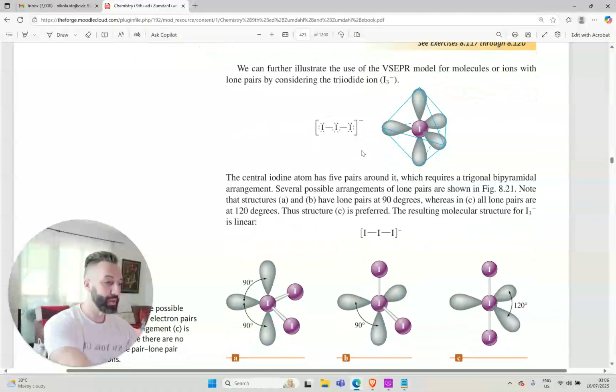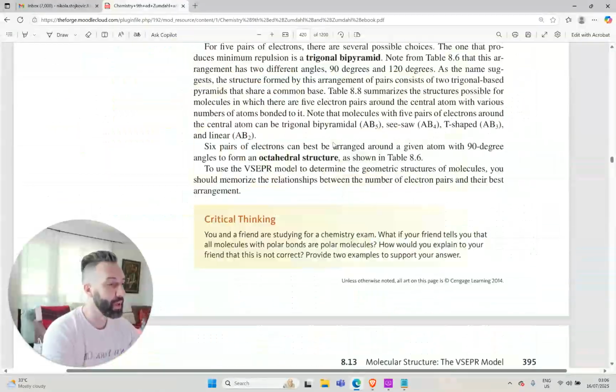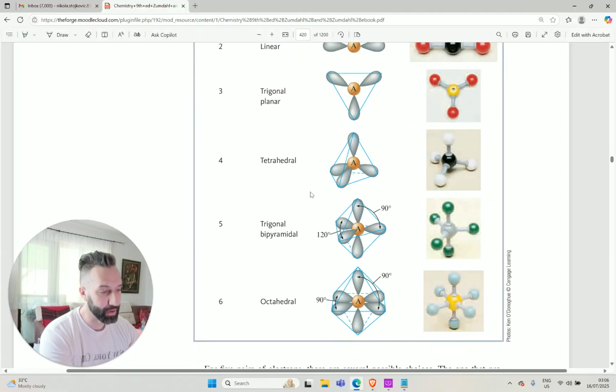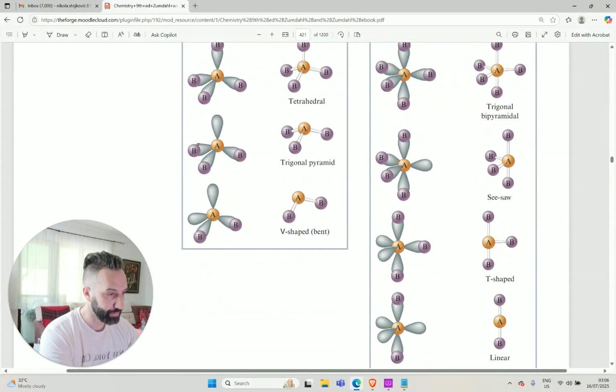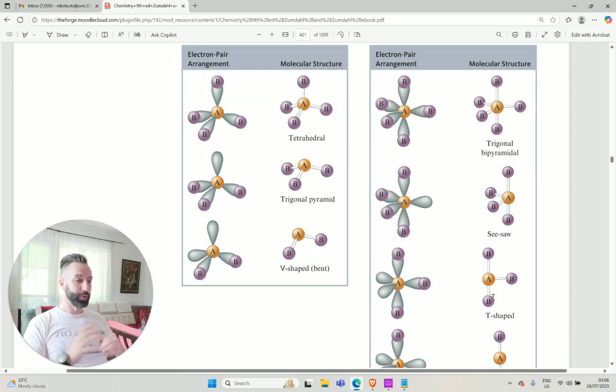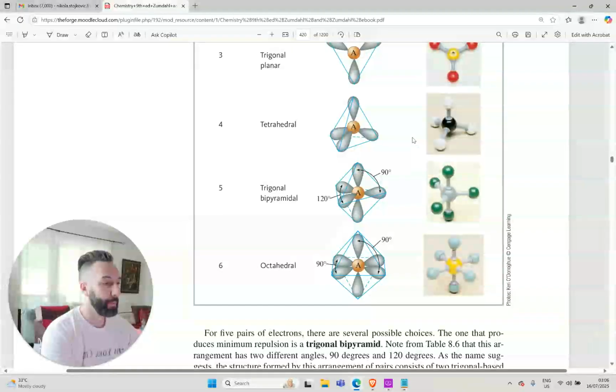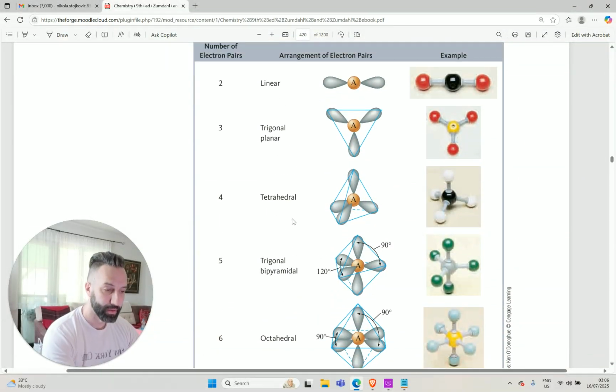So go through this, it is not that difficult, but please understand that mostly you would want to focus on these standard ones. Seesaw, T-shape, they might give you 1 or 2, but mostly they'll give you tetrahedral, trigonal planar, linear, these here.